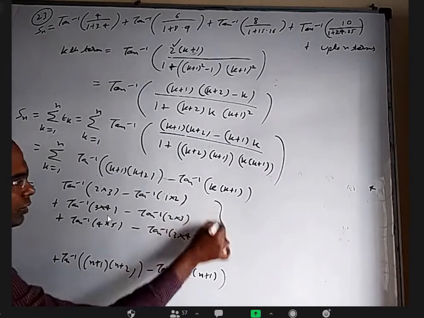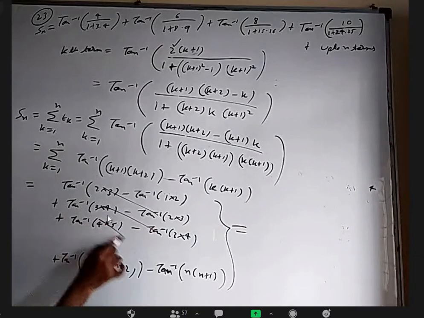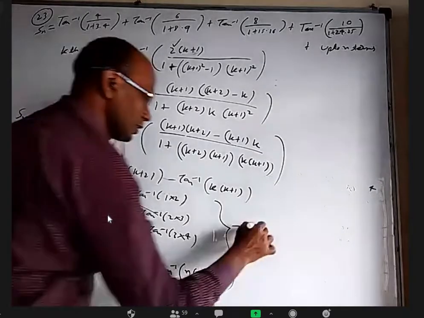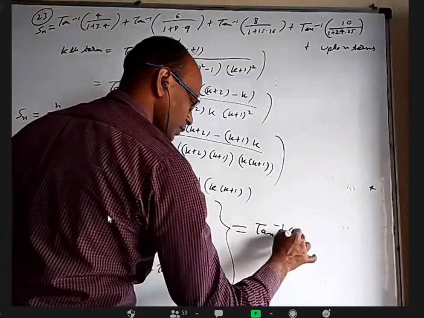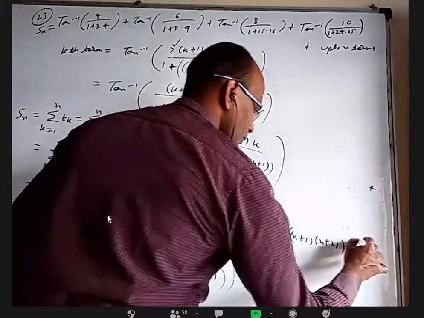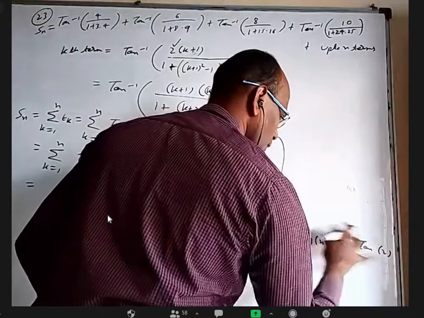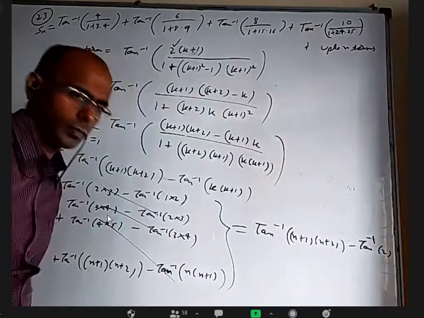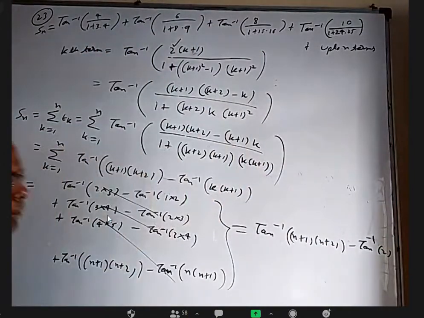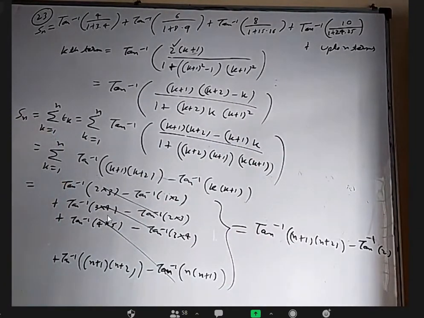So now when you add all these things, you can easily see all these things are getting cancelled. We are left with tan inverse of n plus 1 into n plus 2 minus tan inverse of 1 into 2. Okay, this is up to n terms. If they want up to 10 terms or 20 terms or 30 terms, we can do this. I can even combine these two back if required, but I don't have to do that right now. And if you want infinity, apply limit.